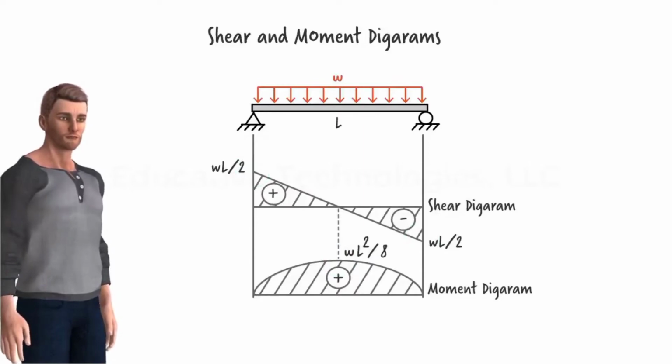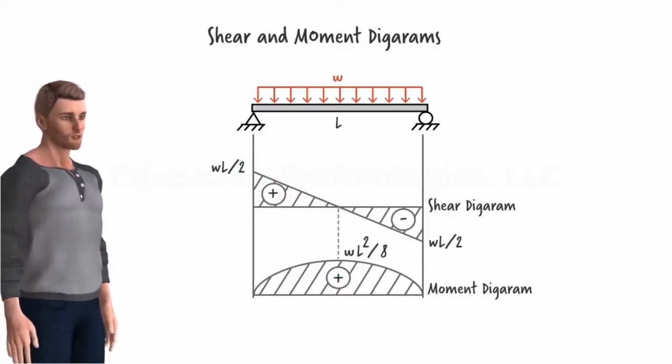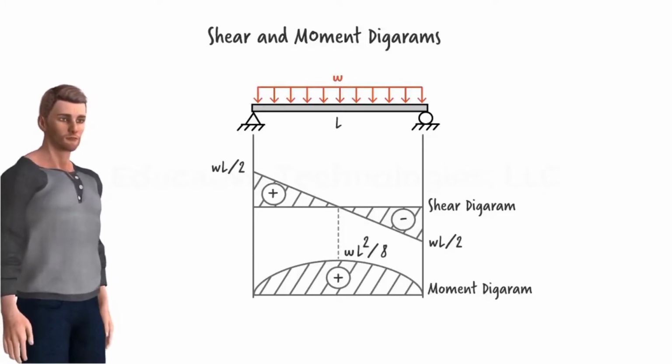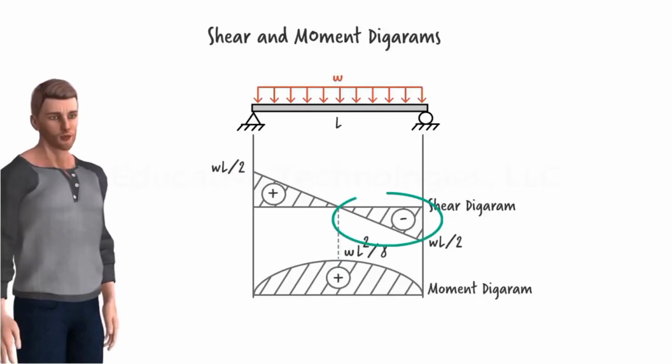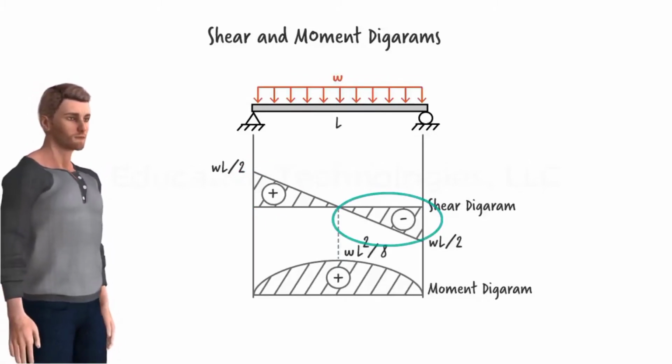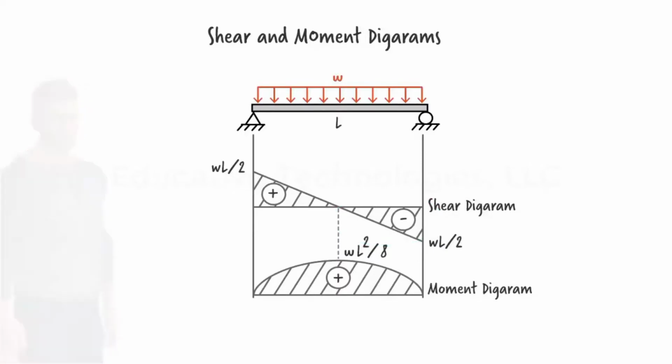Before we start explaining how shear and moment diagrams can be drawn, let's establish a sign convention. In this example, note that the left region of the shear diagram is labeled positive, and the diagram's right region is labeled negative. What exactly does positive or negative shear mean? That is what the sign convention is for.